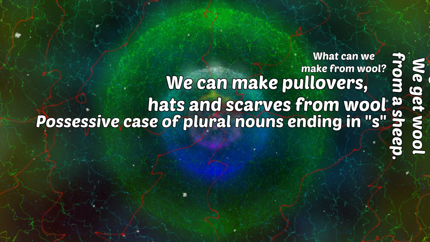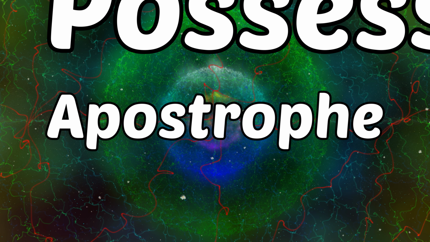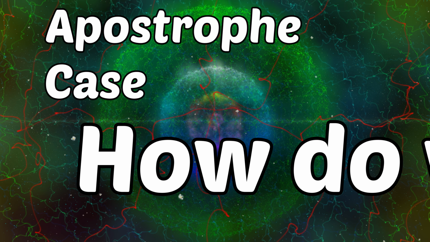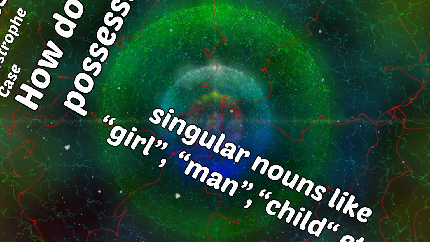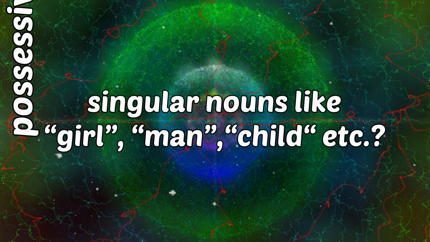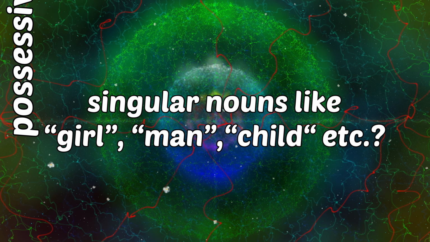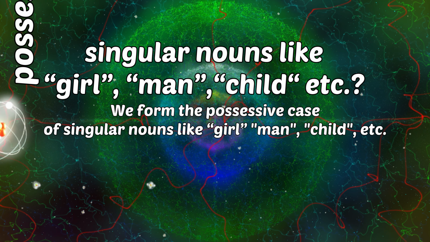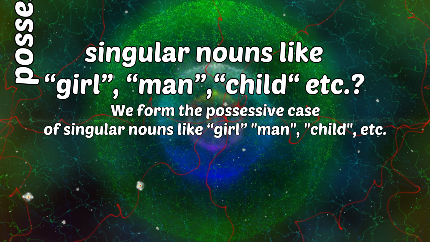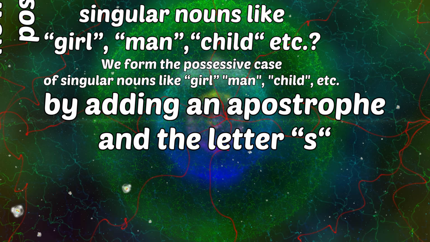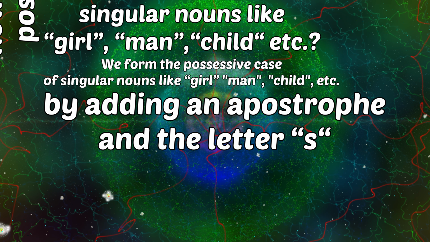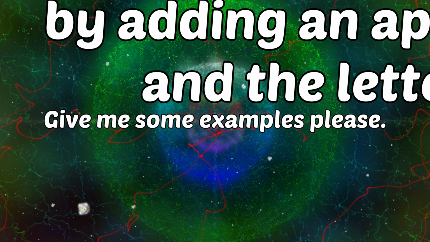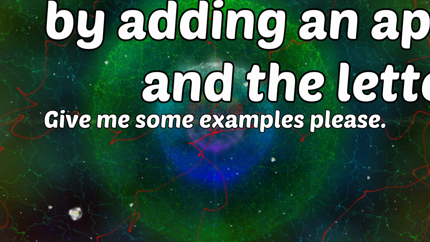Possessive case of plural nouns ending in s. Apostrophe. Case. How do we form the possessive case of singular nouns, like girl, man, child, etc.? We form the possessive case of singular nouns, like girl, man, child, etc., by adding an apostrophe and the letter s. Give me some examples, please. The girl's coat. The old man's hat.